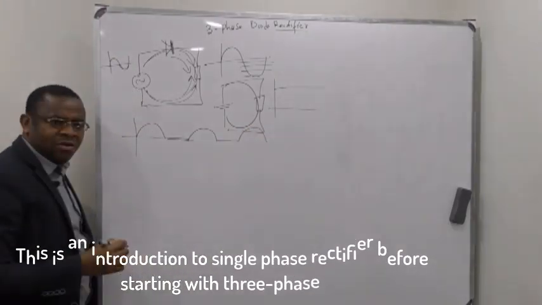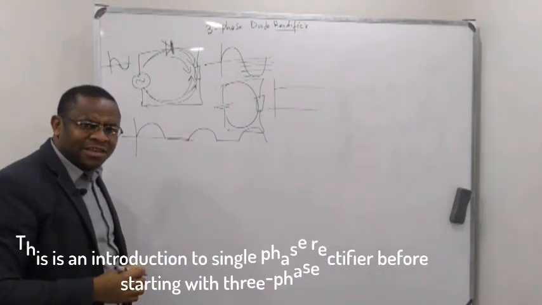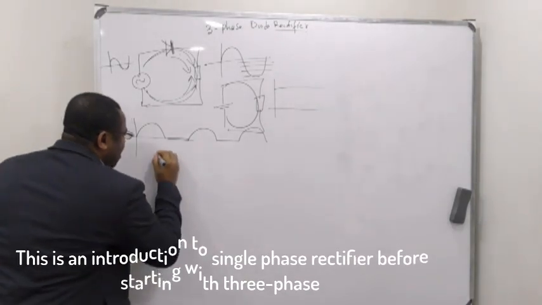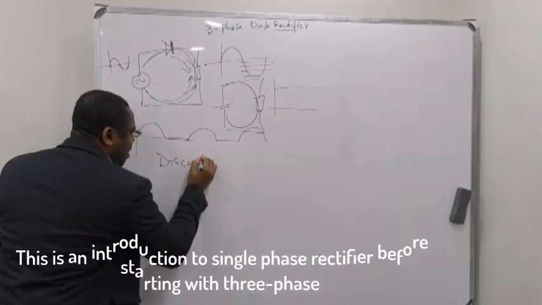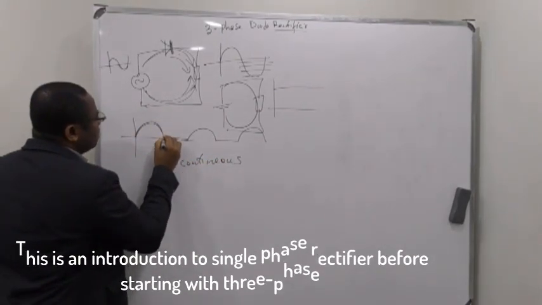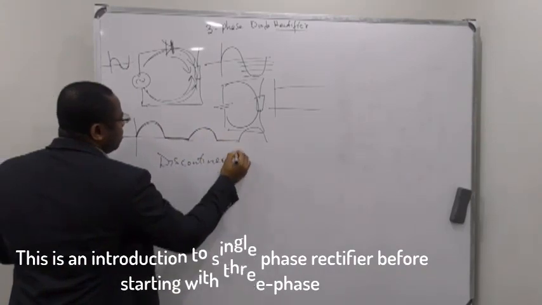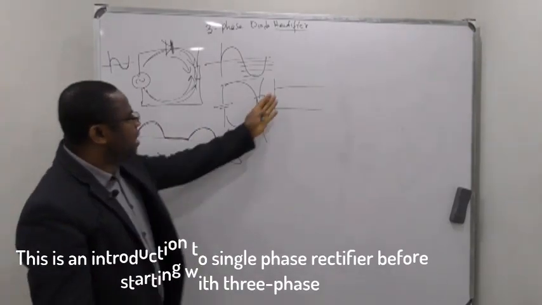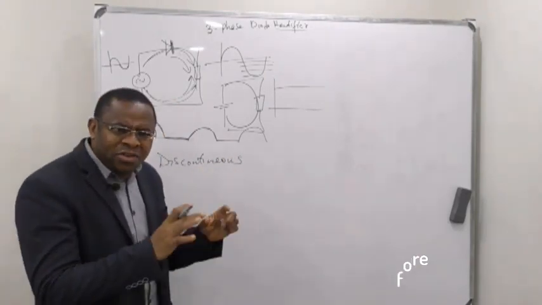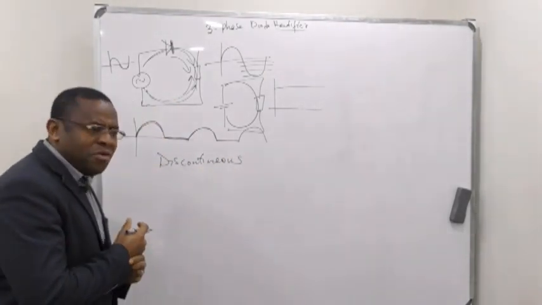So you see something that looks like this, but this is not a proper DC. It's a DC, but it's discontinuous. Because this signal is discontinuous, which is not good. It doesn't look like the DC we want. Now let's look for another way to see if we can make it a little bit better.